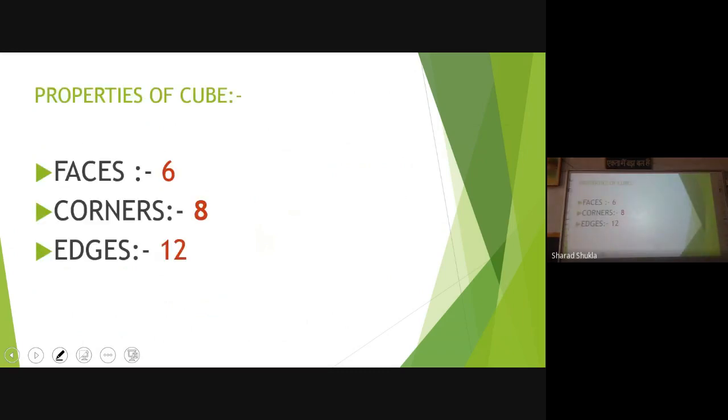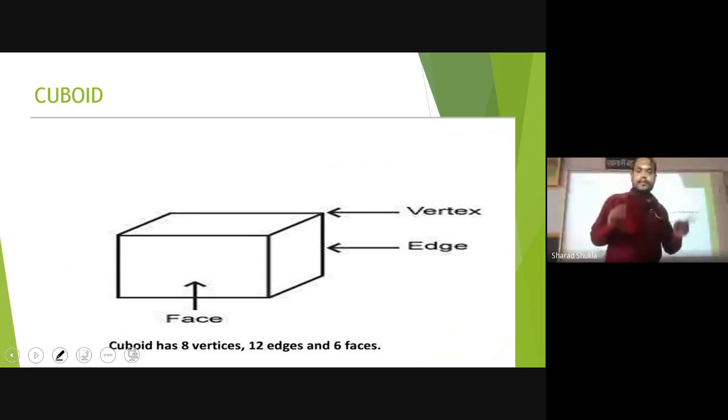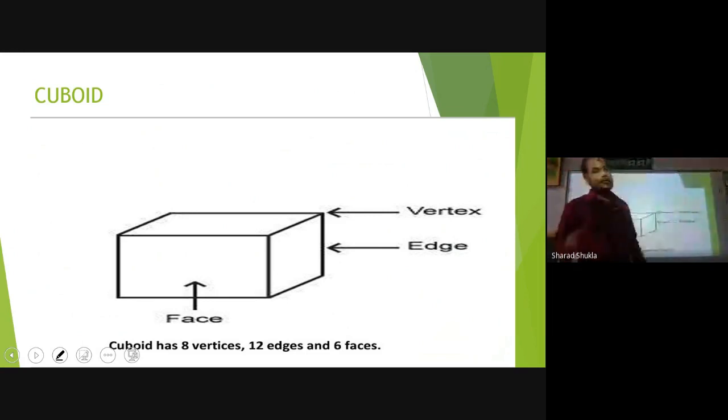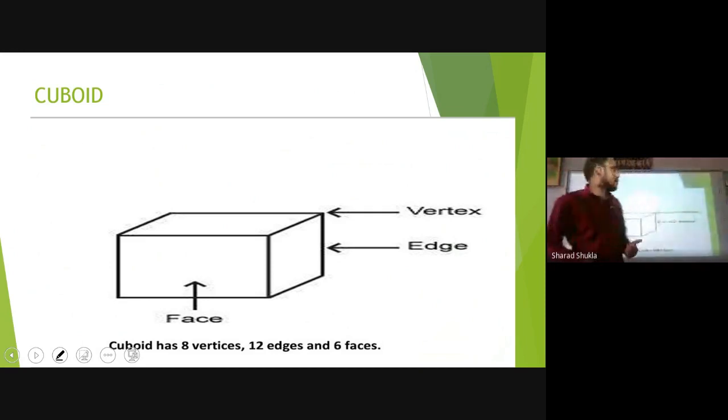Next, see that in the properties of the cube: faces 6, corners 8, and edges 12. Yes, we are correct. Next picture is the cuboid. Same all things: vertices, edges, and faces. Same as a cube. All things are just like the cube. Faces 6, edges 12, and corners 8. Okay, so no difference here.